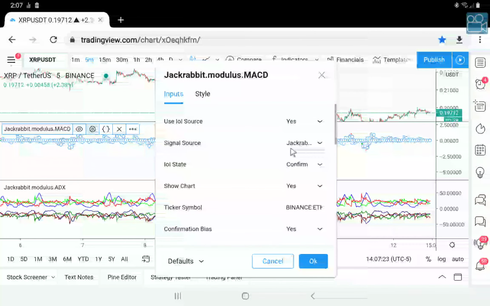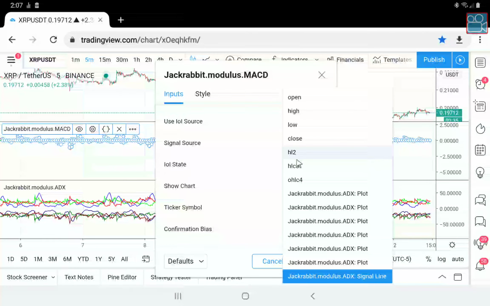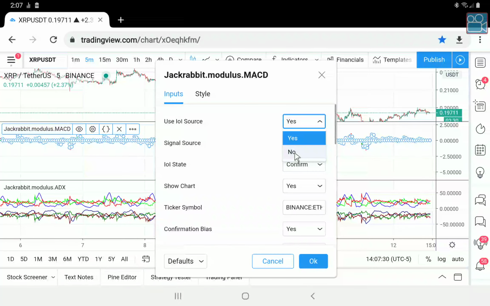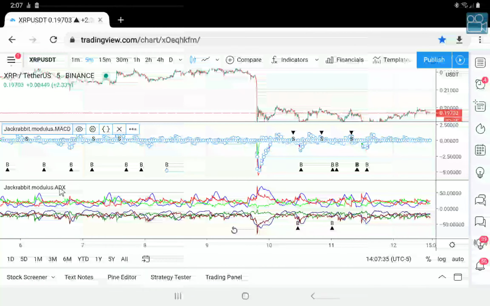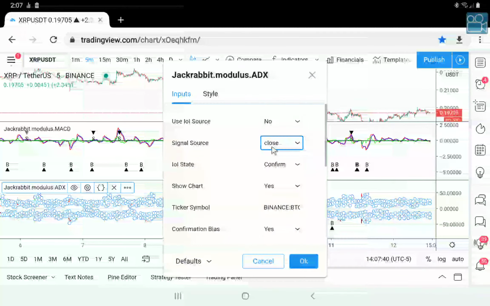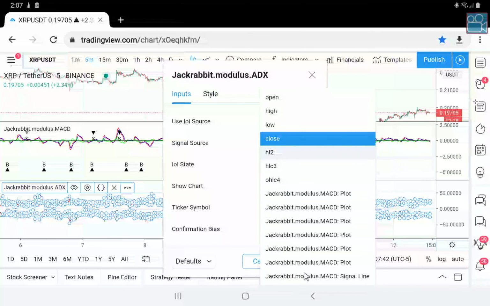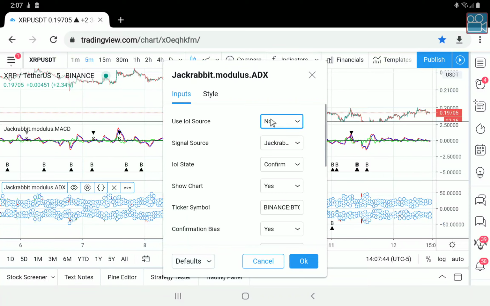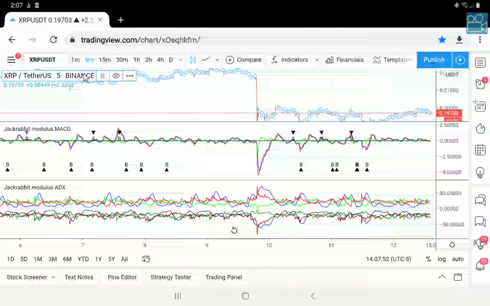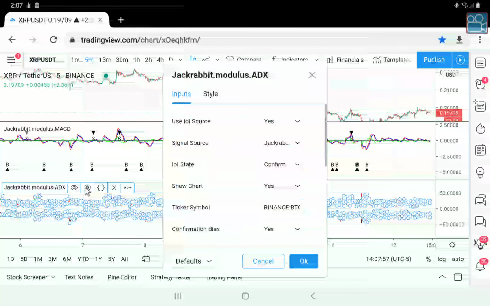Let's reset MACD. Remember, you have to disconnect them. Okay, so now let's try ADX. We'll take in the signal line. We'll connect it. Okay, so no signal here. Well, next step.